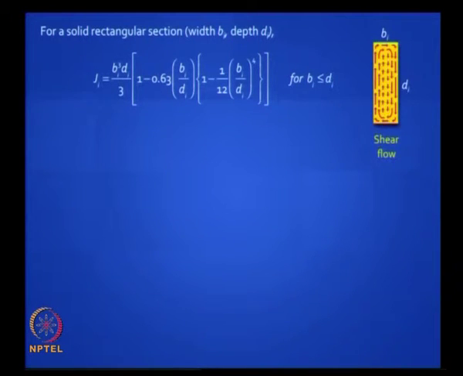If you are dealing with a narrow rectangular section, then that formula reduces to a very simple formula, B cube D by 3. That is when it is infinitely long. This is an easy formula to remember, and for thin walled open sections we can just use this formula and add up different segments. Okay.